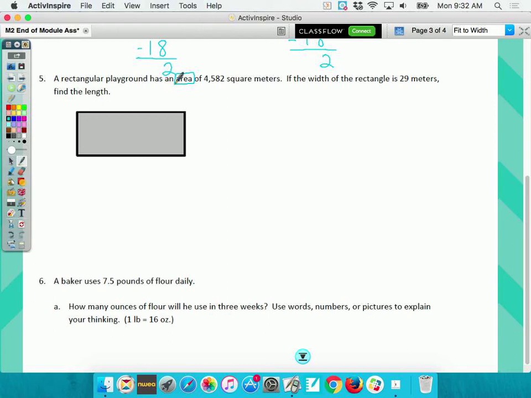So tell me the formula for area. Length times width equals area. Okay, write that down. You're going to get a point for writing that down. So you might as well get that figured out.